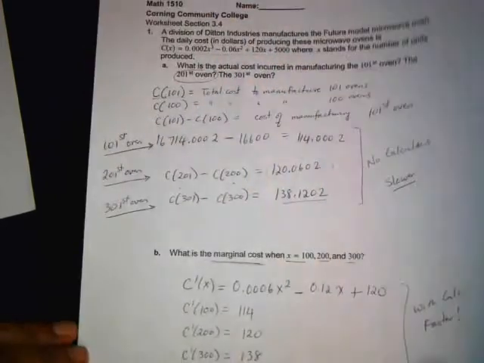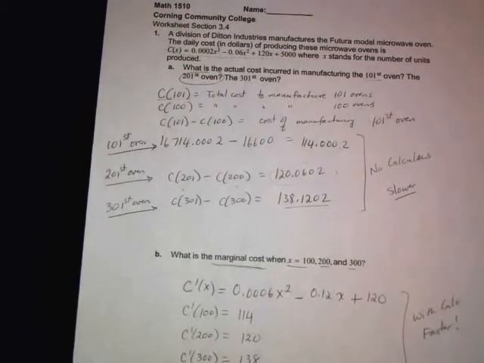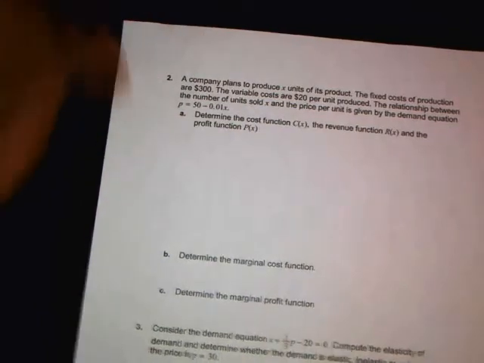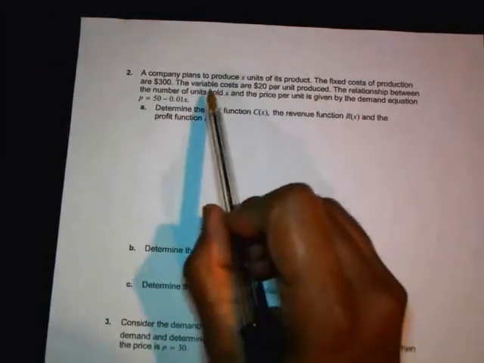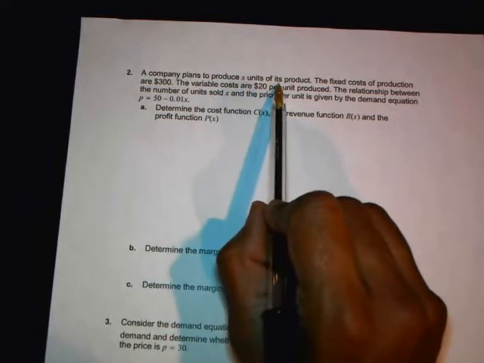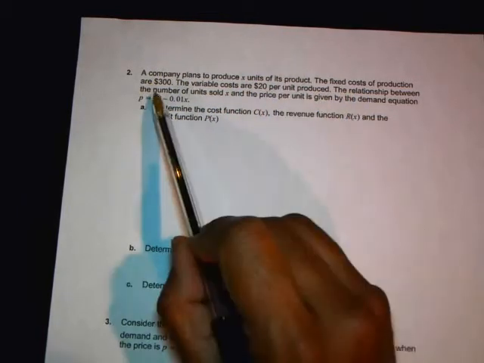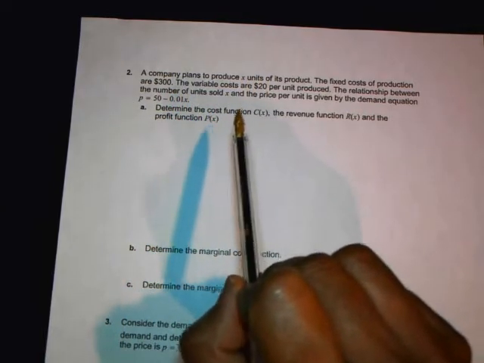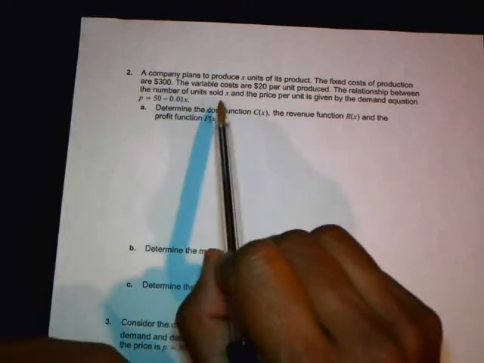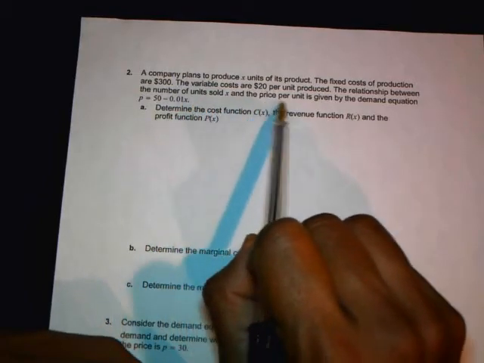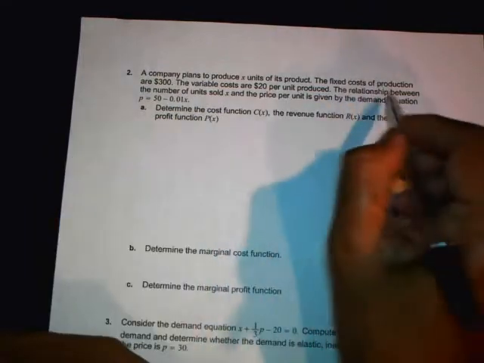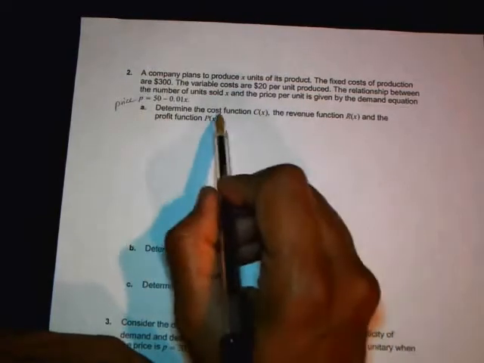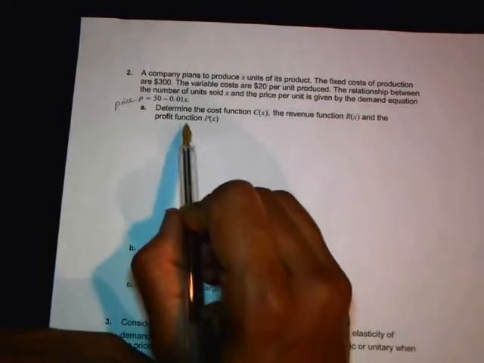Alright, so again, we will be seeing some other examples of marginal, and here's the second problem we're going to try. In this one, it says a company plans to produce x units of its product. The fixed costs of production are $300. The variable costs are $20 per unit produced. The relationship between the number of units sold, x, and the price per unit, lowercase p, is given by the demand equation. Lowercase p, this is price. Determine the cost function, the revenue function, and the profit function.